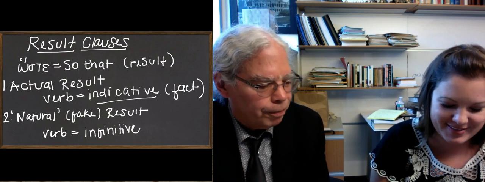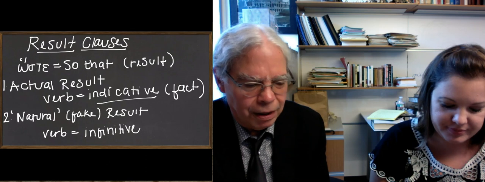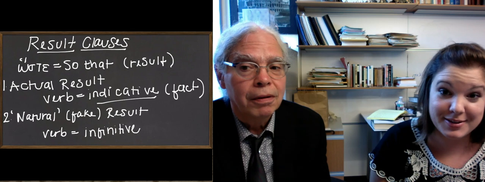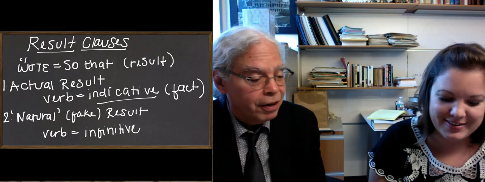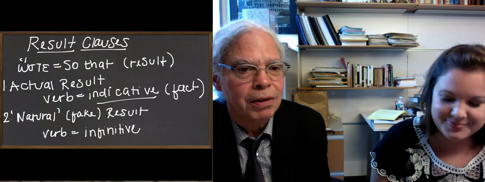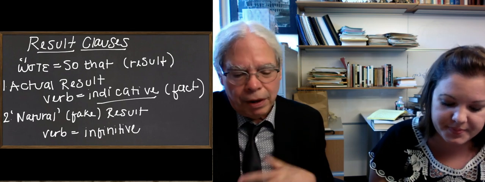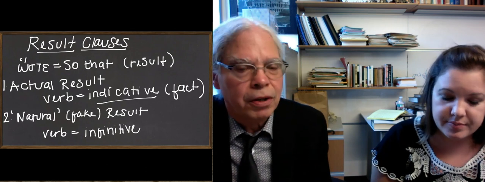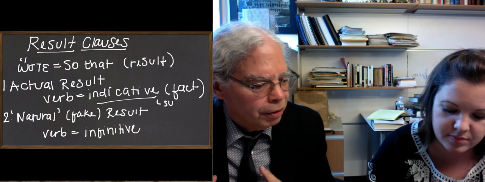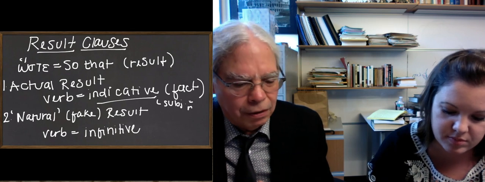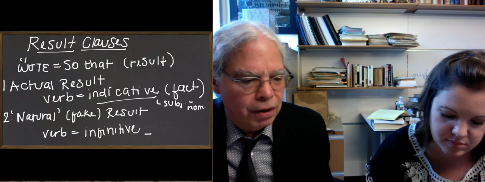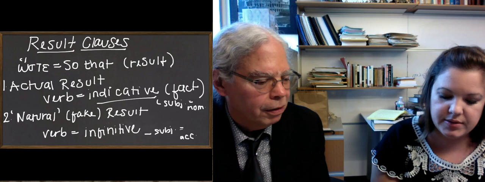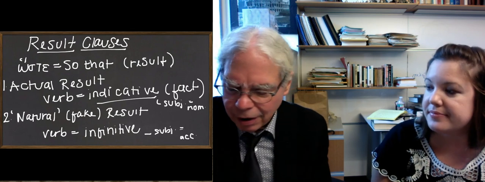Well, then you're going to make shut up in a nut house into an infinitive, and you're going to put his parents in what case? Accusative. Right, because the verb is an infinitive, and the subject of an infinitive has to be in the accusative case. So we really have two contrasts. The actual result has a subject in the nominative case, if it's actually expressed, and a finite verb, that's an indicative. And the natural result has a subject in the accusative case, if there is one, and an infinitive, not an indicative. So that's the way it works.